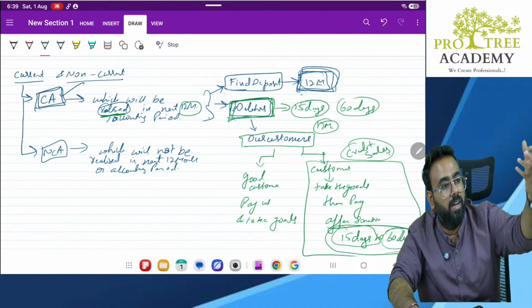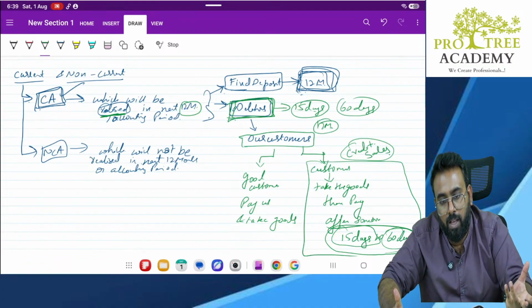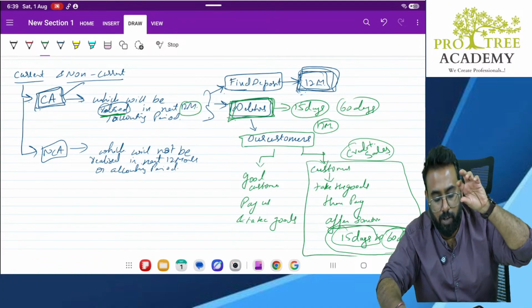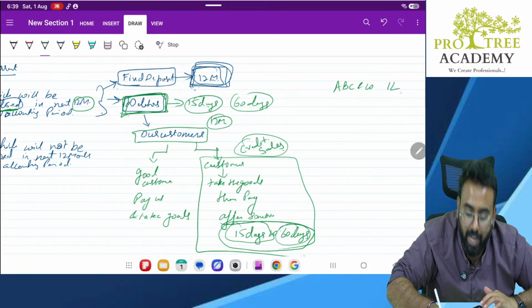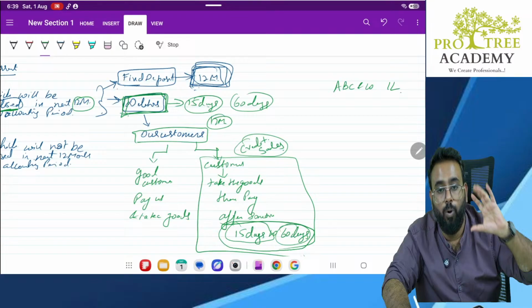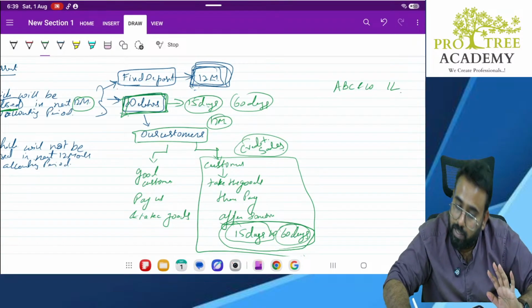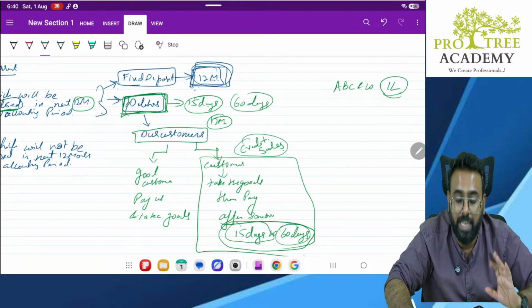Simple. When does the debtor balance convert into cash? Now, say for example, debtor A, B, C and Co is showing 1 lakh rupees. This means what? I have to receive money from A, B, C and Co worth 1 lakh rupees. Correct? Yes, sir.